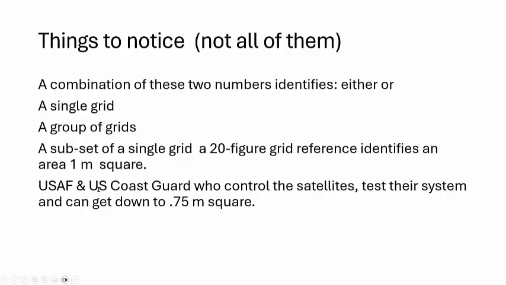The US Coast Guard and the US Air Force, who actually control the civilian and the military navigation satellites, test their kit, and the last time I was talking to them, they did a global test in a competition, and they could narrow it down to 0.75 of a square meter. Now that's really accurate from a surveying point of view. Okay, less than a square meter, that's how good these lads are. And ladies, of course.